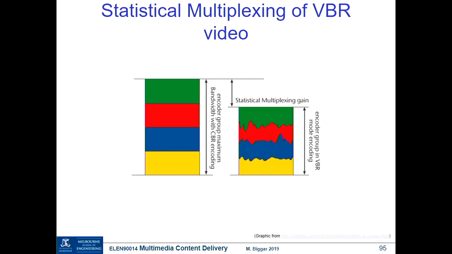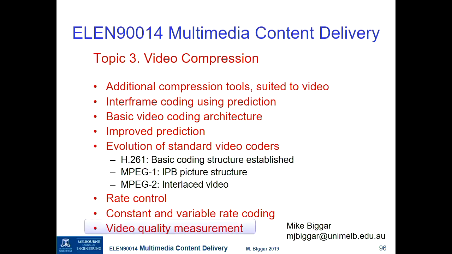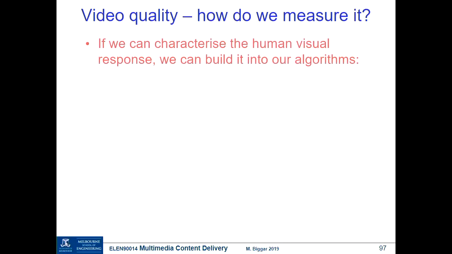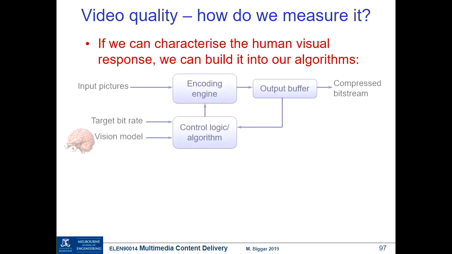Okay. So I've waved my hands around a lot about video quality. How do we actually measure it? If we could characterise the human visual response, then we could build that whole thing into our algorithms, and everything would be mathematically deterministic. Right? Ideally, this is what we'd like to do.